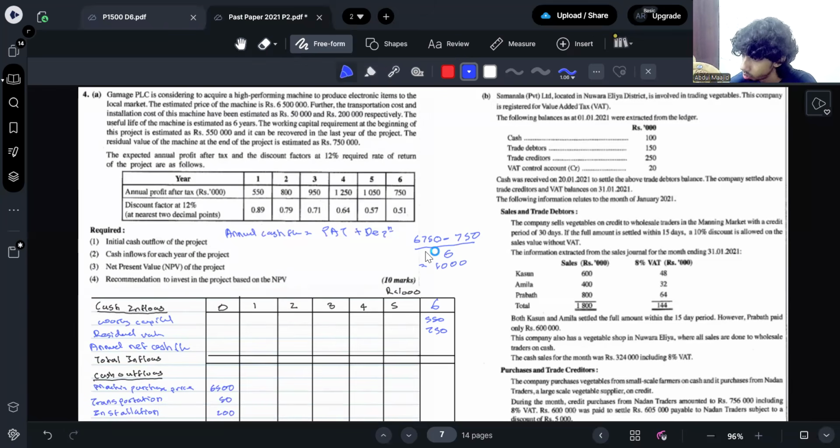550 plus 1,000 is, sorry, not year 0, year 1, 1,150, 1,800, 1,950, 2,250, 2,050, 1,750. So year 0 there is no inflow. Year 1 inflow 1,150, 1,800, 1,950, 2,250, 2,050, and in the last year 550 plus 750 plus 1,750, that is 3,050.